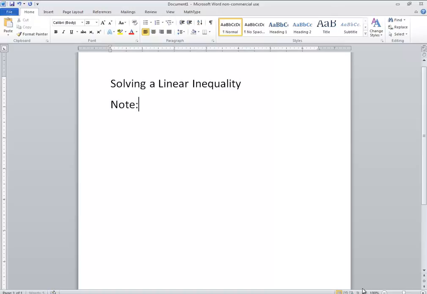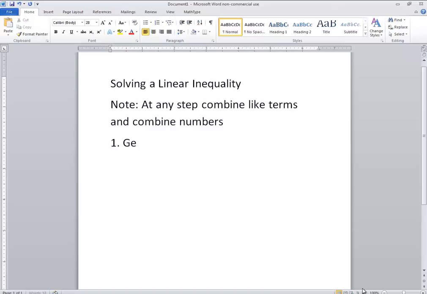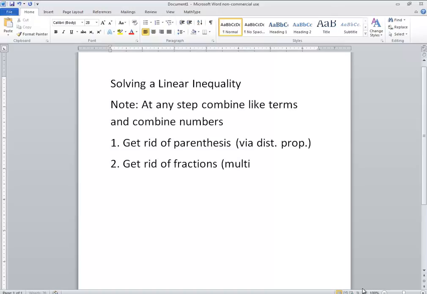We've got our note at the top. It says at any step combine like terms and combine numbers. Step 1. Get rid of parentheses, and you do this via the distributive property. Step 2, get rid of fractions. We multiply everything by the LCM of all the denominators.